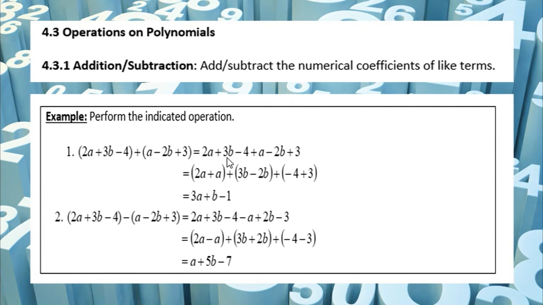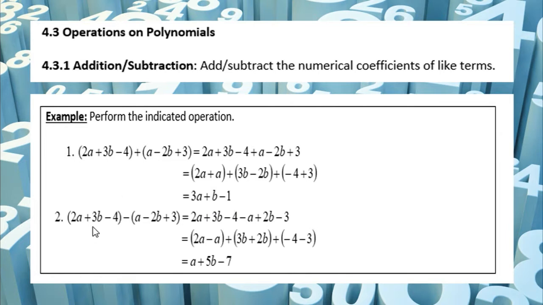Then we have also 3b and minus 2b. So 3b minus 2b is 1b or b. Kay sabot naman ta nga ang 1 dili na isulat nga numerical coefficient. And then we have negative 4 plus 3. So negative 4 plus 3, minus na to since unlike sign sila. So mas dako man ang 4, so we carry the negative sign. So this is negative 1. So the answer is 3a plus b minus 1.